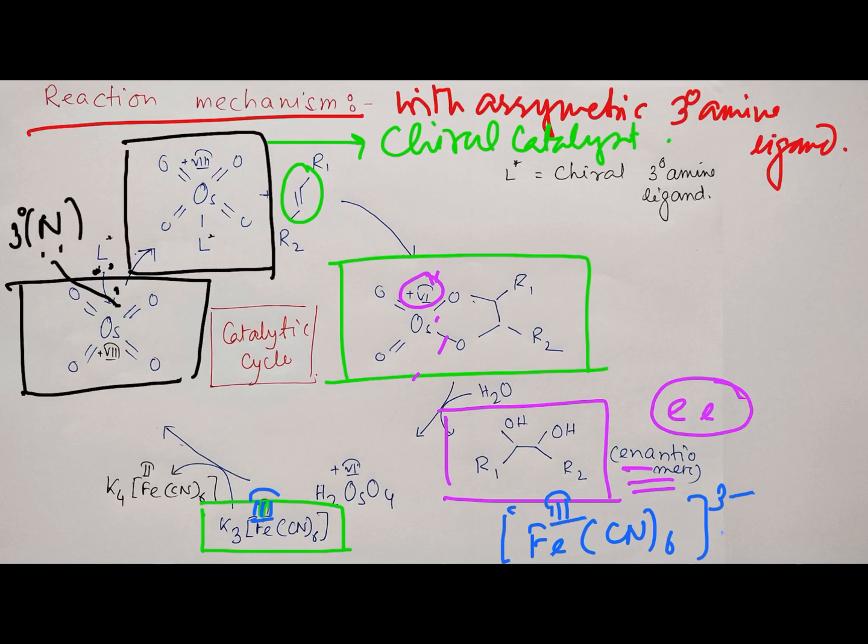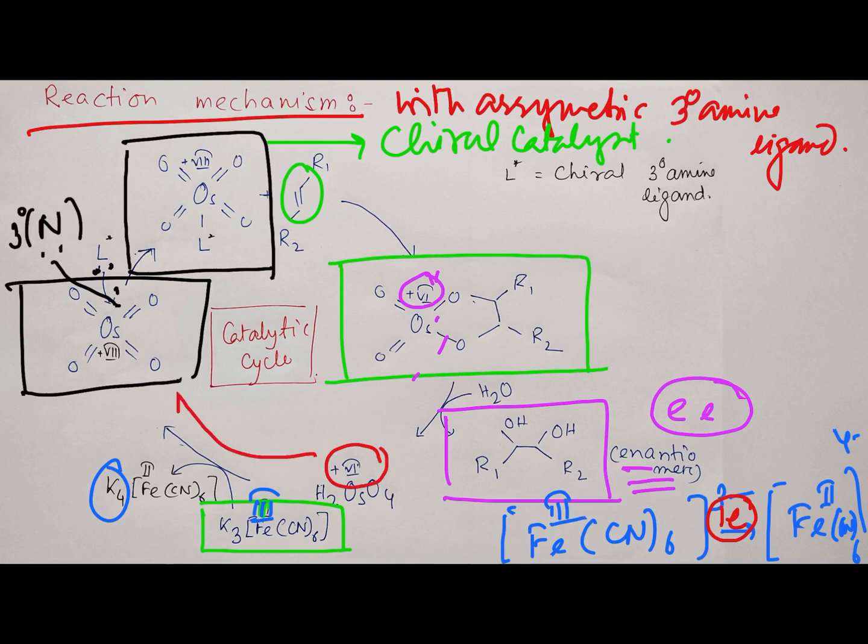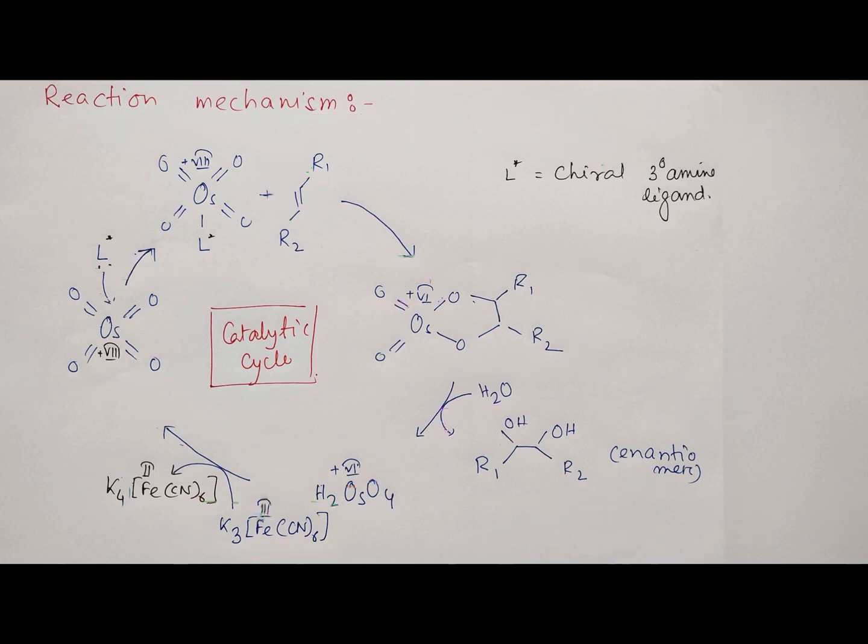+3 is generally the highest oxidation state for iron, and in this case iron can convert into iron 2. If it is 2, then the final charge will be 4 minus, so K4Fe(CN)6. During that process, how many electrons is it taking? It is taking 1 electron. But for osmium 6 to osmium 8 oxidation, how many electrons need to be withdrawn? 2 electrons. So for that purpose, we need to use 2 equivalents of this potassium reagent. In this way this is acting as the oxidant.